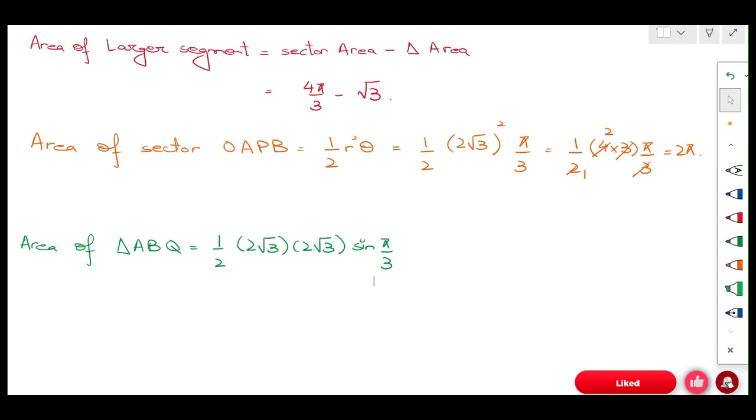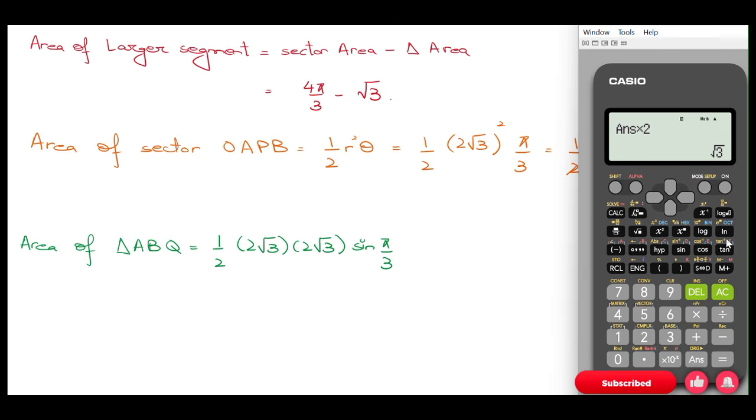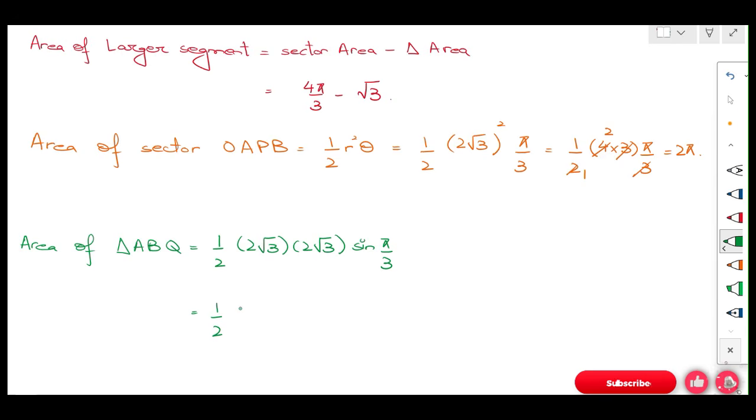Now we have to solve what is sine pi by 3. Sine pi by 3 is square root of 3 by 2. So 1 by 2, 2 root 3, 2 root 3, root 3 divided by 2. This 2 and this 2 are cancelled out, this 2 and this 2 are cancelled out. These two root 3's give root 3 square, which is 3, and then we have a root 3. So here we have 3 root 3.